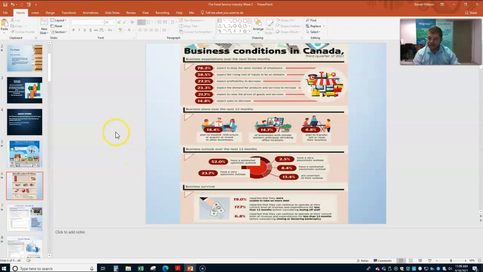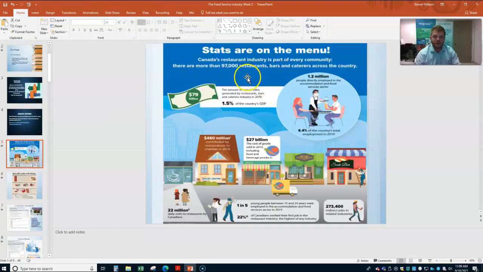So as far as what is going on in the industry, this is going to cover some of the stuff that's happening. Canada's restaurant industry is part of every community. We have more than 97,000 restaurants, bars, and caterers across the country. And this is more so on the commercial side of things, which we will talk about shortly.